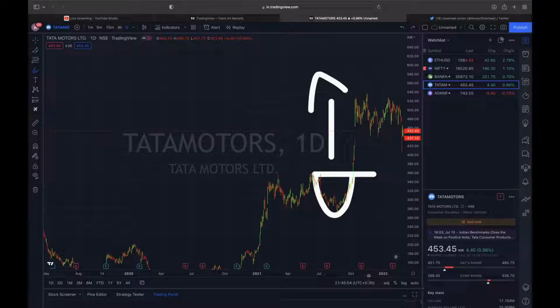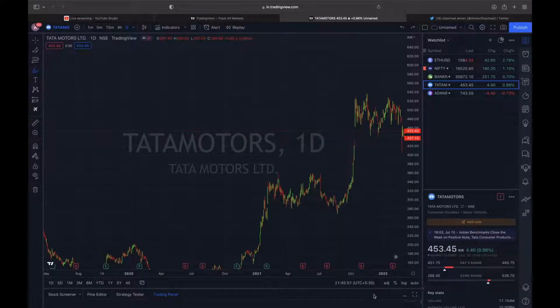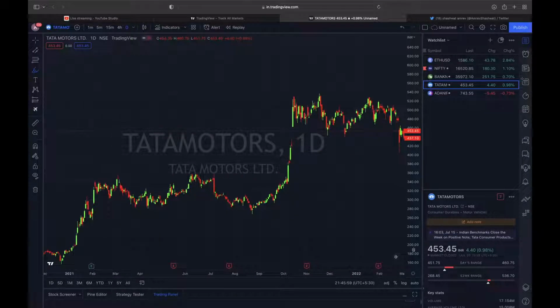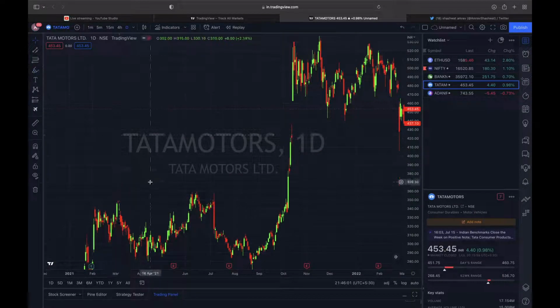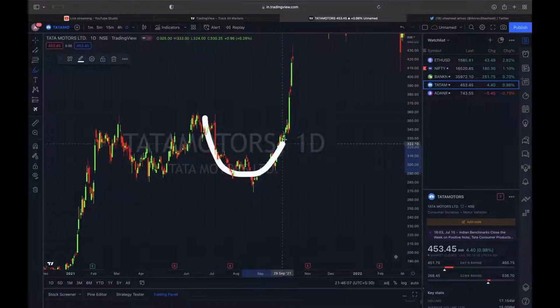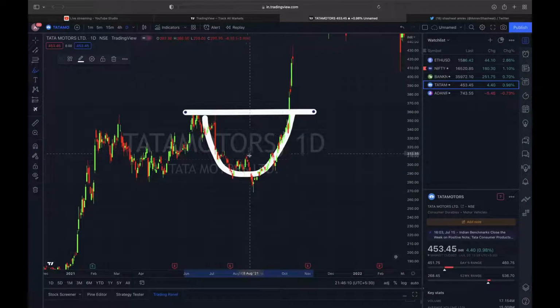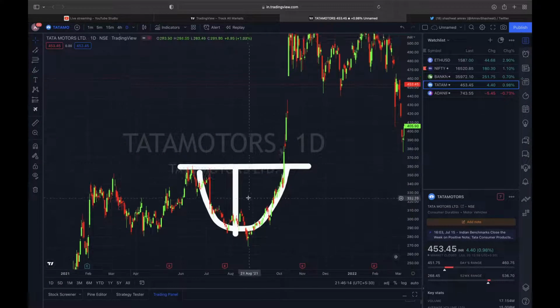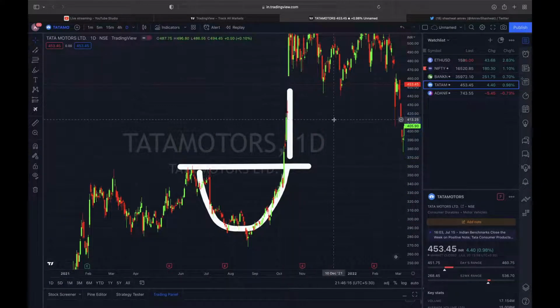What was the structure, everyone? See, a complete rounding bottom. Why is it a rounding bottom? It is forming at the bottom, see, and it is rounding, complete rounding, and at the break of this neck level, the target will be the radius of this. So the radius of this will be your target.